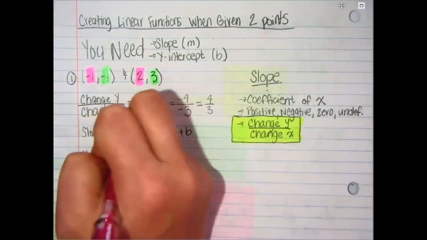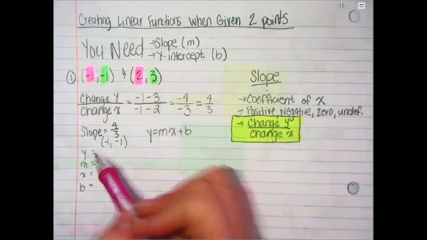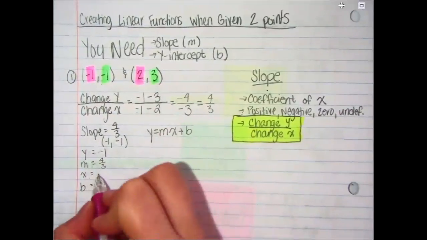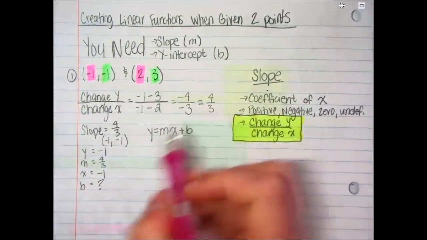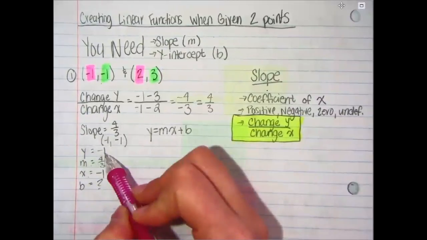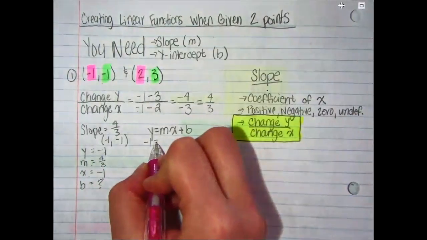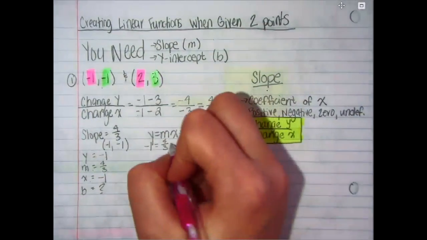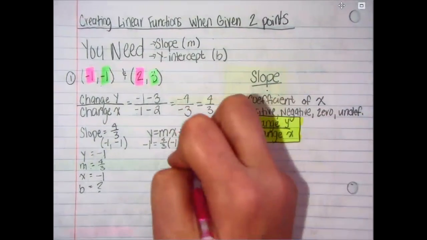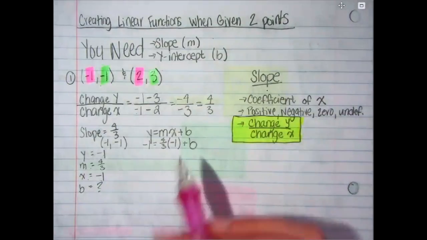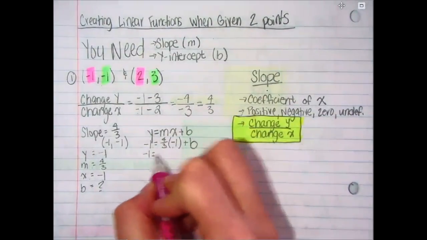If I'm using the point (-1, -1), what's my y value? -1. What's my m value? 4/3. What's my x value? -1. And do I know my b value yet? No. So now I'm going to substitute each number in for its matching variable. Y gets substituted with -1, equals 4/3 for m, times -1 for x, plus b, which I don't know yet, so it stays a variable. Can I solve this now? Yep. 4/3 times -1 is -4/3.